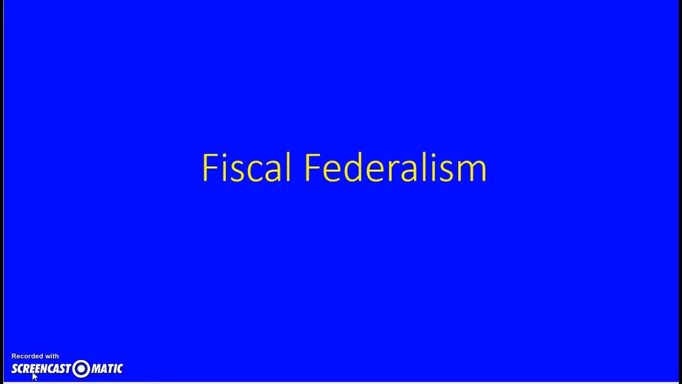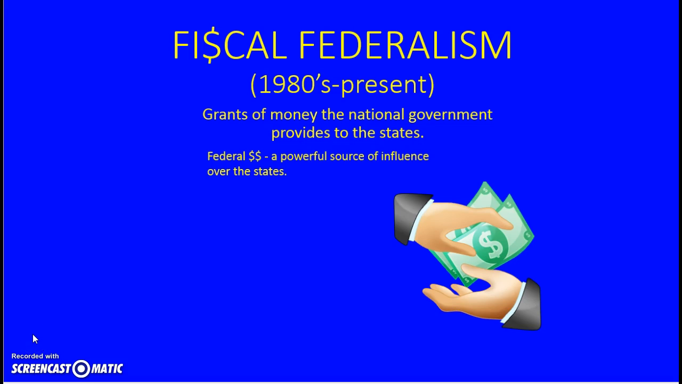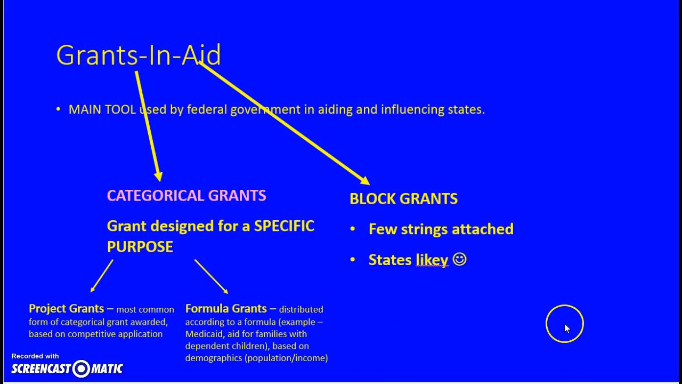Okay, gang, we're going to talk about fiscal federalism. And fiscal federalism means grant money provided by the national government to the states. It's a very powerful source of influence that the federal government has over the states. The main type of fiscal federalism we're going to look at is called grants in aid. This is used by the federal government to influence and help the states. Two types: categorical grants and block grants.